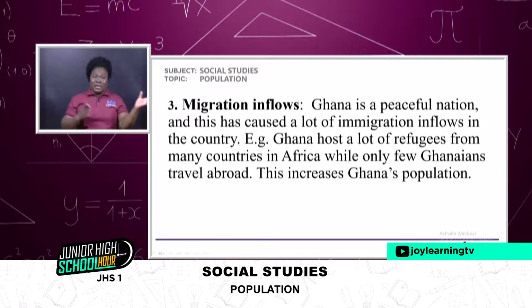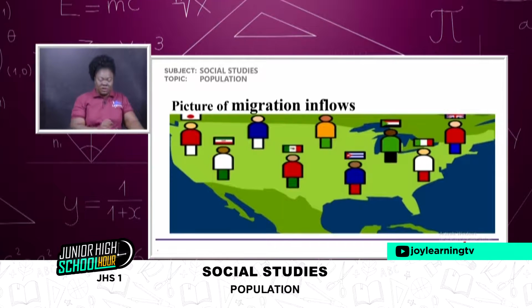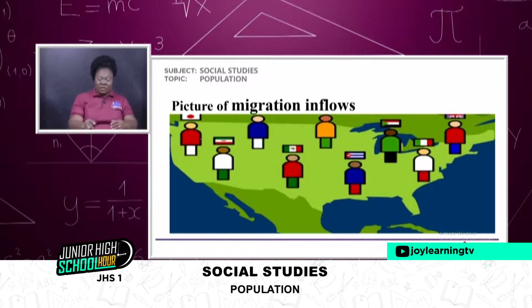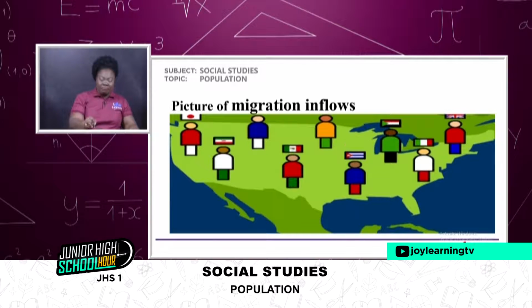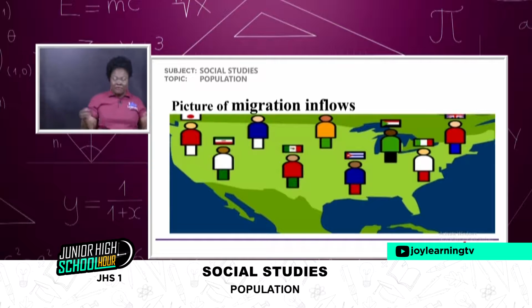I can see some Somalians and others around too. They also increase the population. So this is a picture of a migration inflow. So you can see these people are what? People from different countries with their countries' flags on top of their heads. They are all immigrant inflow.